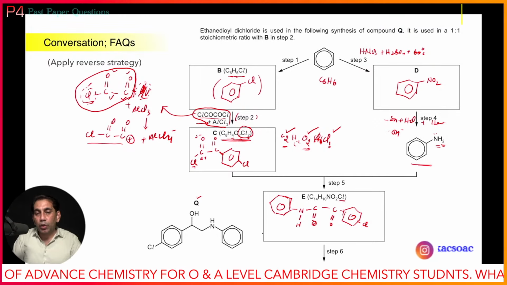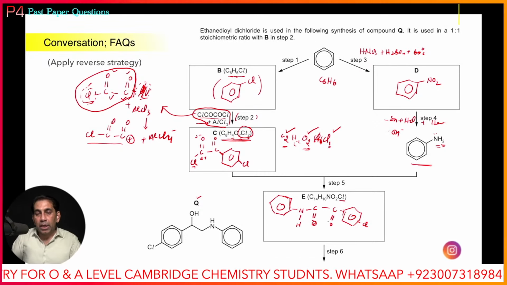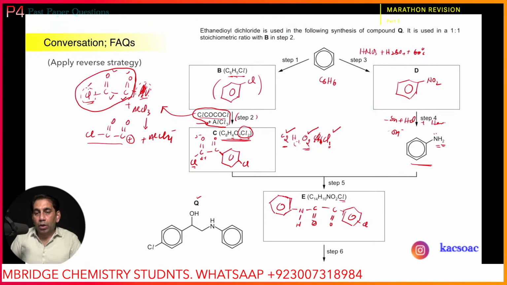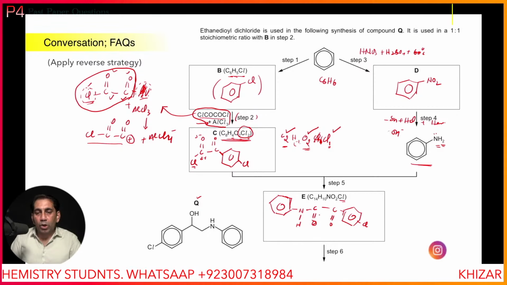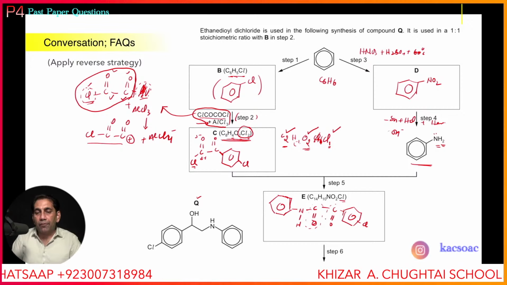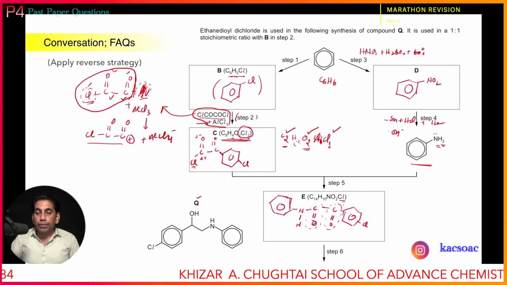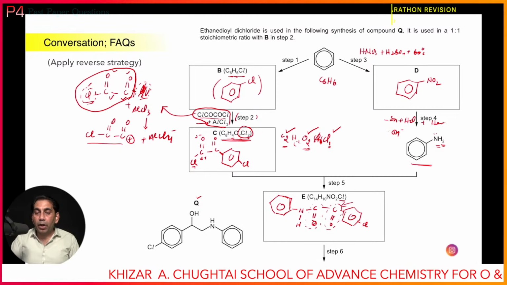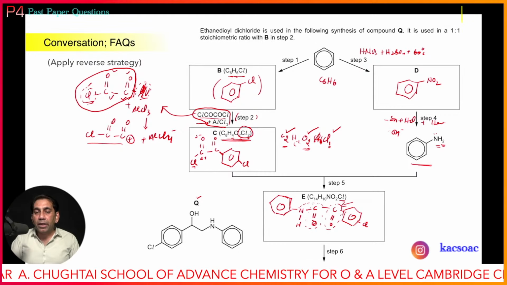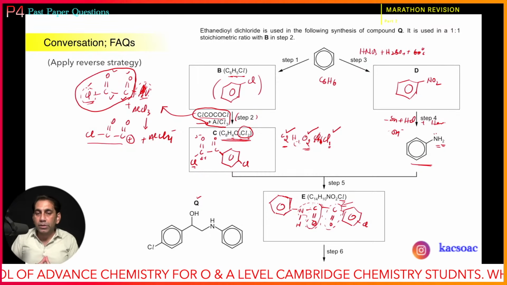What is the difference between Q and E? The basic difference is that there is no C double bond O. All C double bond O have been removed. This C double bond O is a keto group, basically a ketone. This C double bond O is going to constitute the ketone functional group, and this carbon is going to constitute imide. So we are supposed to reduce it.